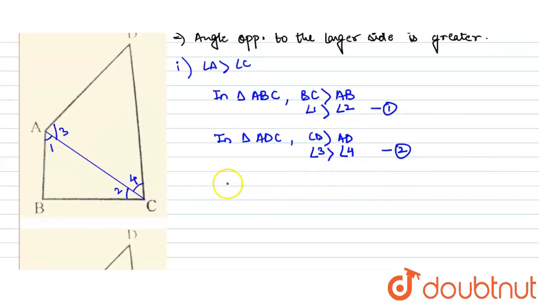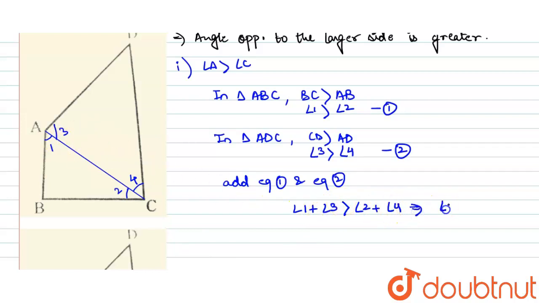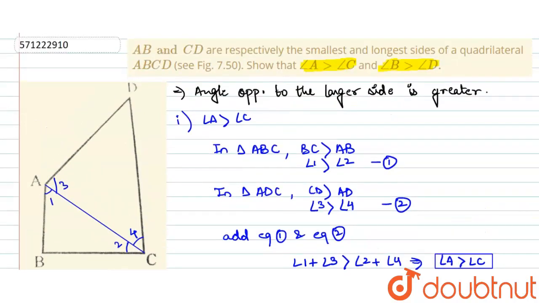Now I will add equation 1 and equation 2. So what I get is angle 1 plus angle 3 is greater than angle 2 plus angle 4. Now angle 1 plus angle 3 is angle A, and angle 2 plus angle 4 is angle C. So we have proved one of the results, that is angle A is greater than angle C. So the first part has been done.